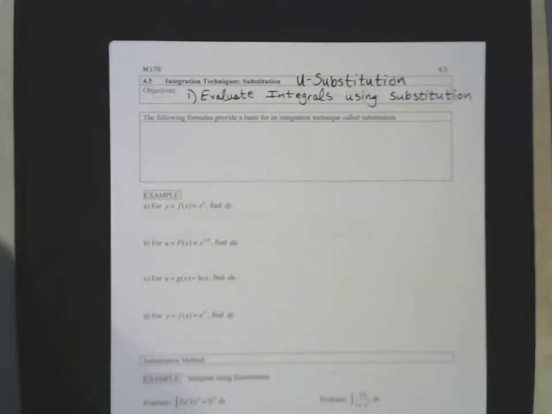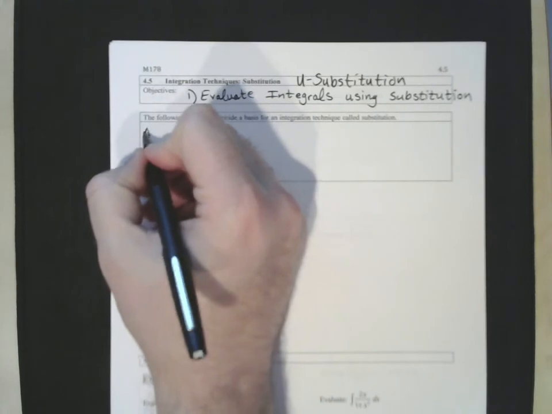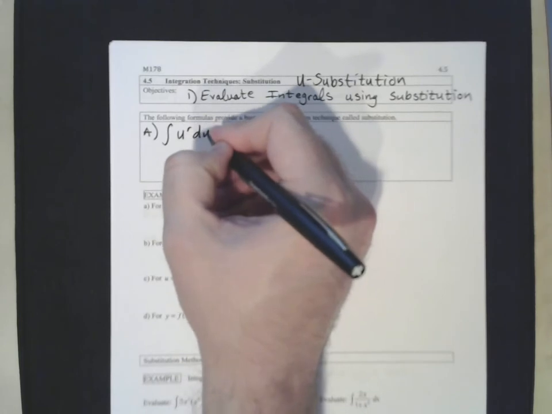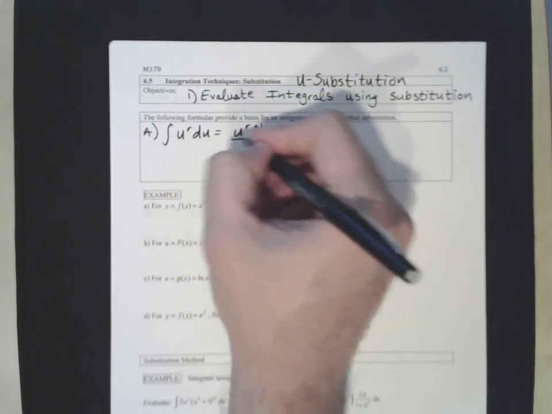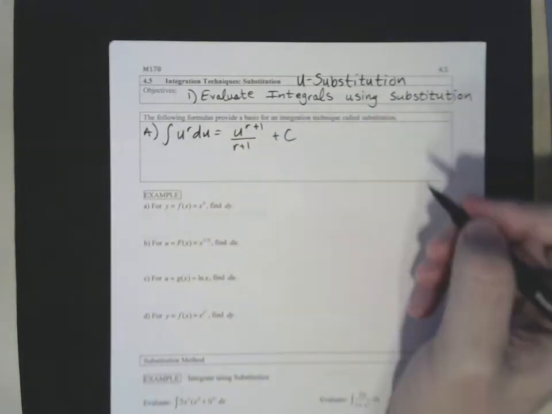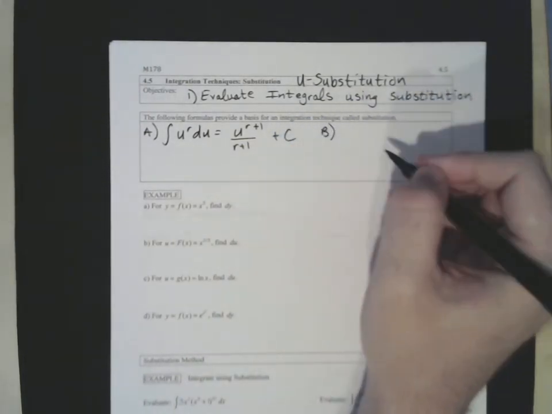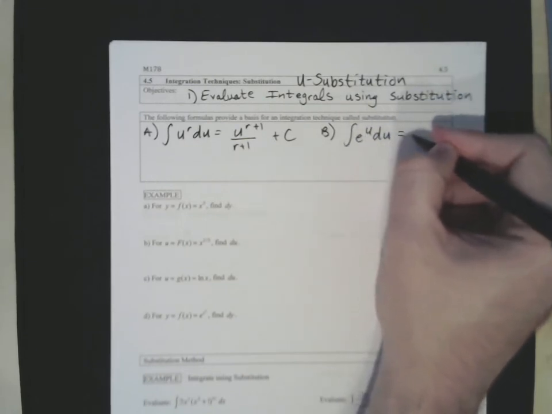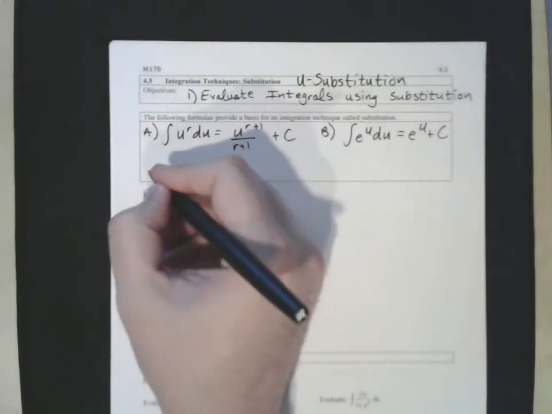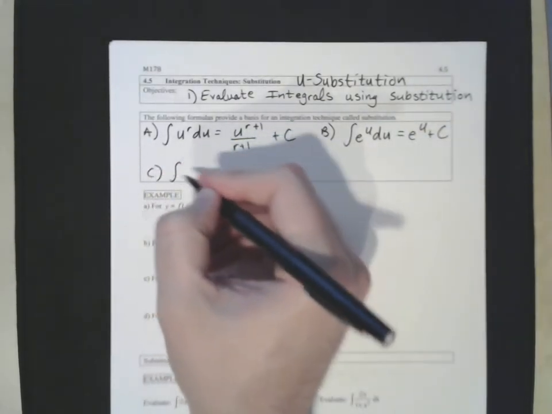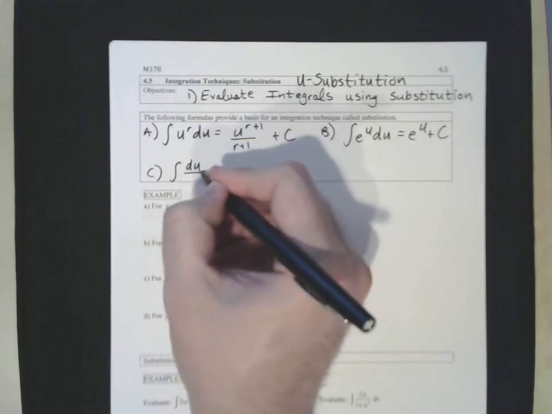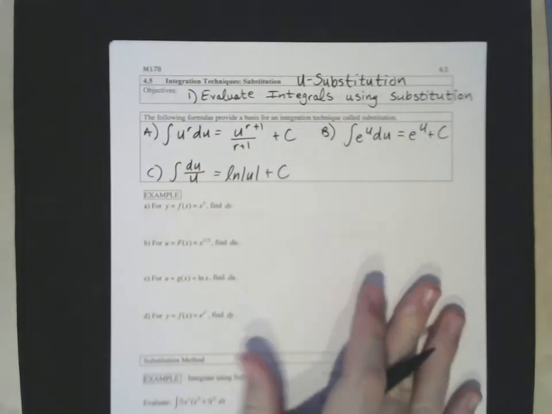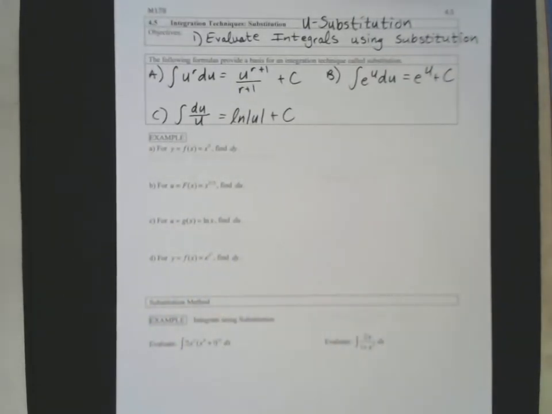So we have three basic rules for integration. The first is the power rule. The integral of u to the r du equals u to the r plus 1 over r plus 1 plus c. We have the exponential integration rule. The integral of e to the u du equals e to the u plus c. And we have the natural log rule, which is the integral of du over u equals ln absolute value of u plus c.